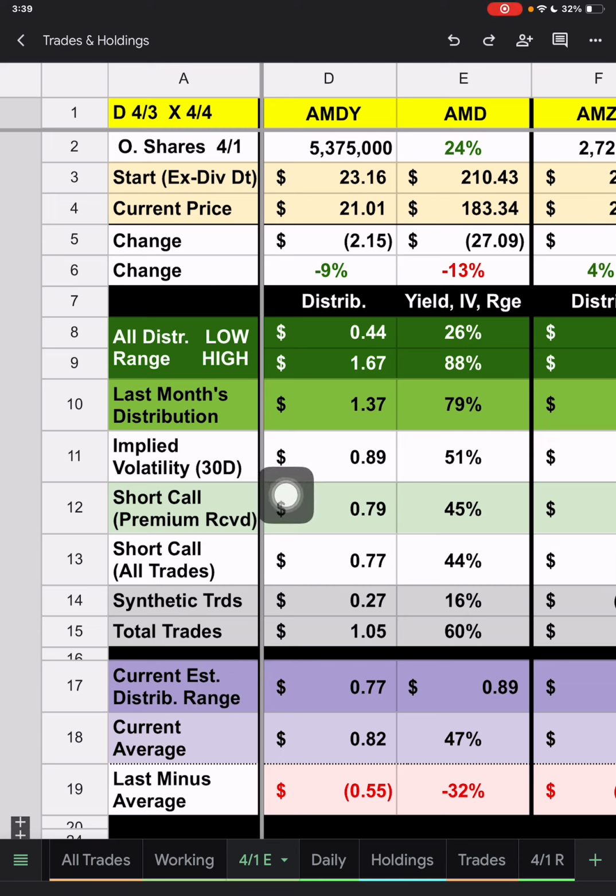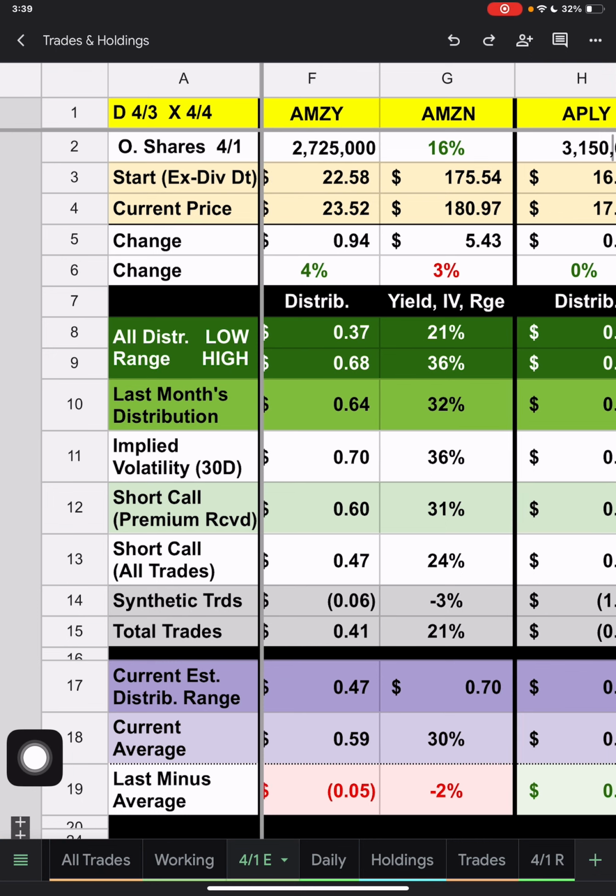But anyway, so the short call premium received per share, 79 cents. We're ranging from 77 to 89 cents based on these three things. And I didn't go over that earlier either. This current estimated range is only based on the IV, the short call premium, or the all trades, as long as it's not a negative number. And then the current average is 82 cents.